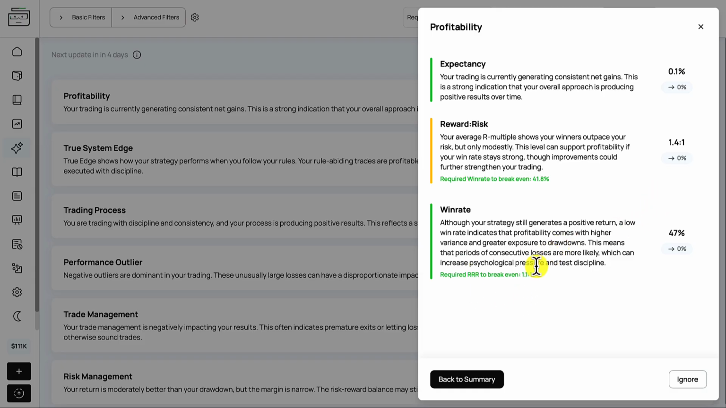Same is true for the win rate. Based on his 47% win rate, he needs at least a 1.1 reward to risk ratio to stay break even. But because currently his reward to risk ratio is much higher than the 1.1, he is profitable.